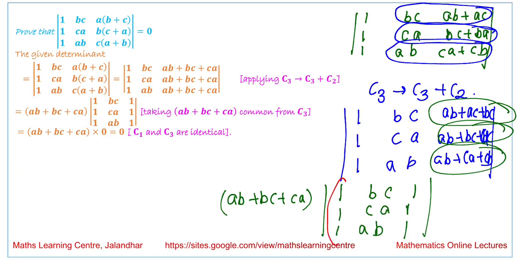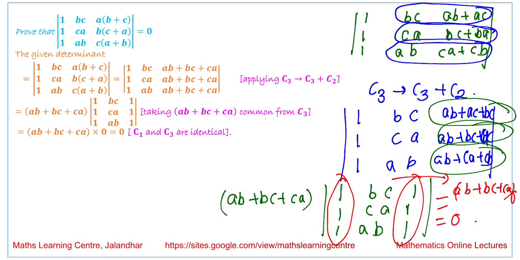Now these two columns are identical. So the answer for this determinant is AB plus BC plus CA into 0. So the value we obtain is equal to 0. And this is what we had to prove.